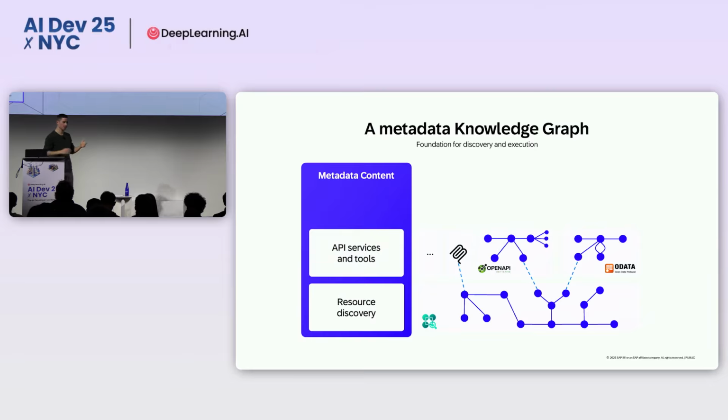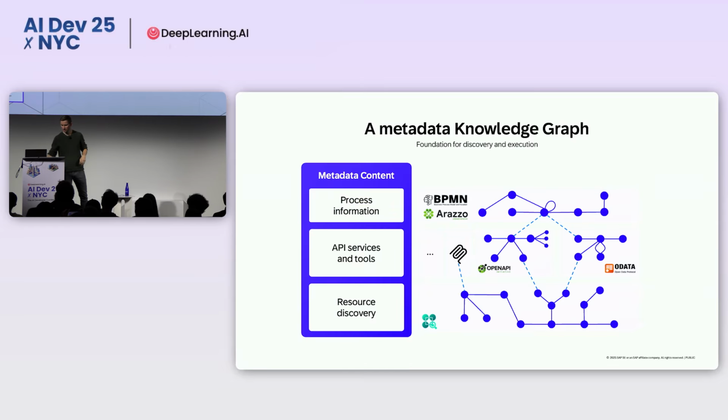And then, of course, we bring in the API services or tools. So we can bring in information from open API specifications, OData specifications, but also MCP tools could be integrated into this APIs, services, and tools layer. And as I mentioned before, the glue that connects all these APIs together is the business process. So we also bring in process information into the knowledge graph to connect these APIs and the tools together. For example, using BPMN for business processes or Arazzo for workflows.